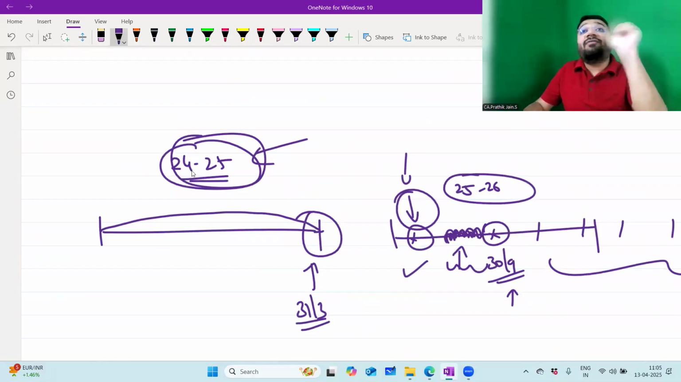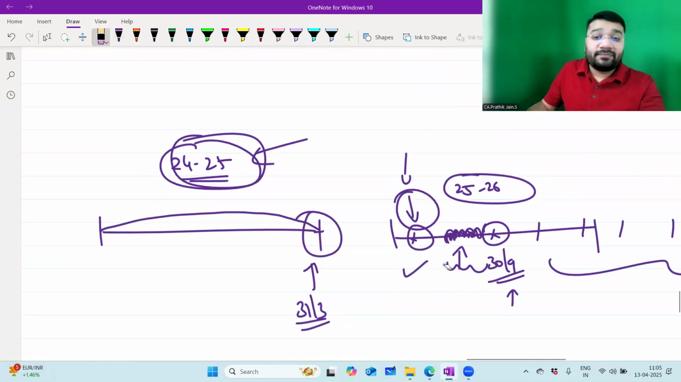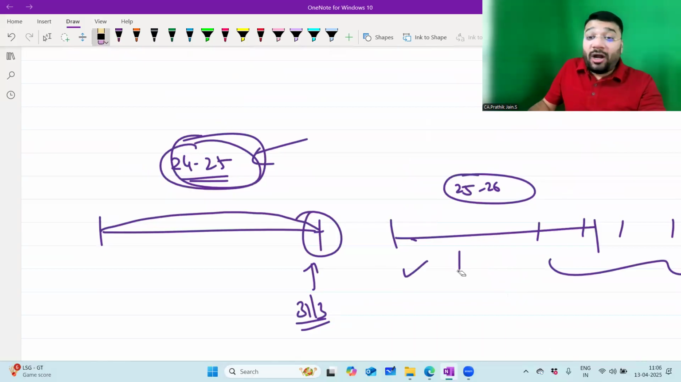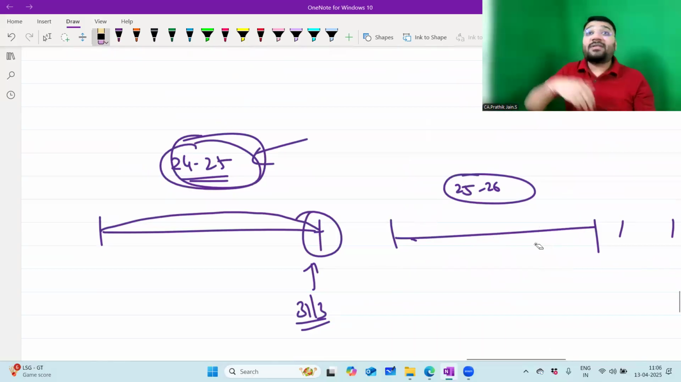when will the auditor sign the financial statement? 25-26, I know. When? Not during AGM, boss. How can it be during AGM? During AGM, oh, one side shareholders are coming, one side CA is sitting and signing the auditor report.